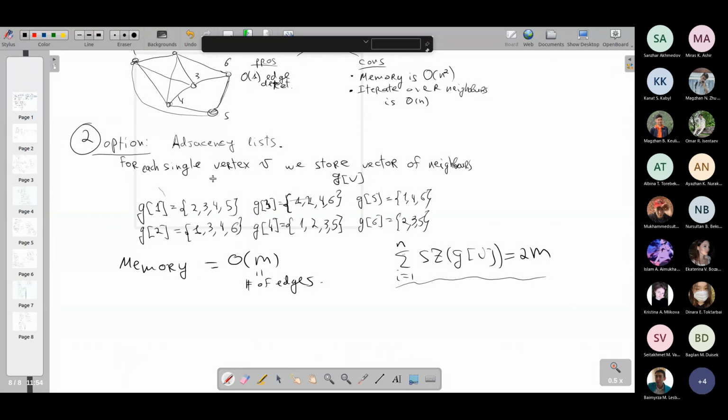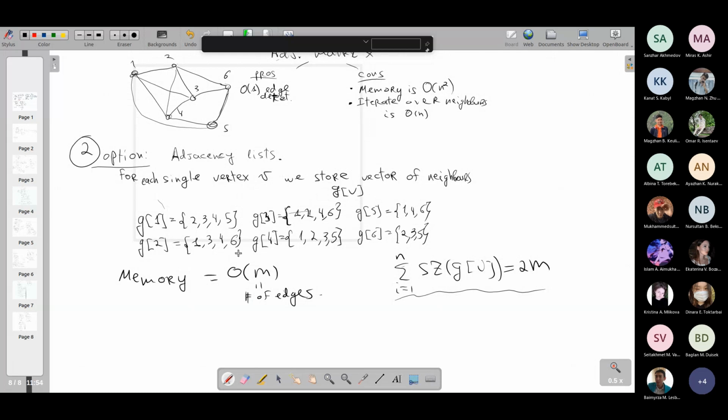In general, each edge occurs exactly 2 times in these lists. For example, take the edge 1, 3: it occurs in the list of vertex 1 and in the list of vertex 3. In list 1 there is vertex 3, and in list 3 there is vertex 1. So the total will be 2m. This is called the handshake lemma, and it is useful for estimating the memory of the adjacency lists.